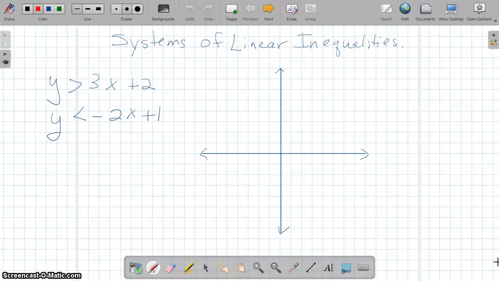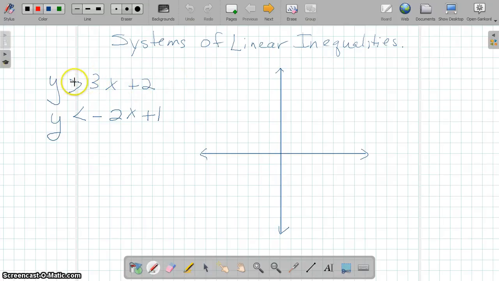This very short video is on systems of linear inequalities, and I don't think you're going to have any trouble with this, but I want to just give you some quick instructions so you can get the problems done for next time. When you have systems of linear inequalities, to solve them, you basically need to graph them because, of course, they have many solutions, or maybe no solutions at all.